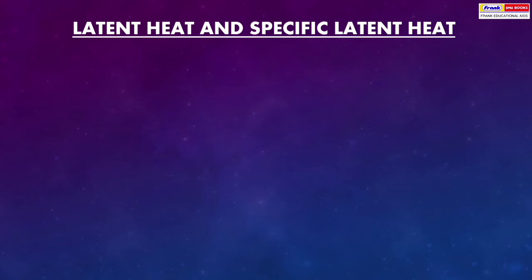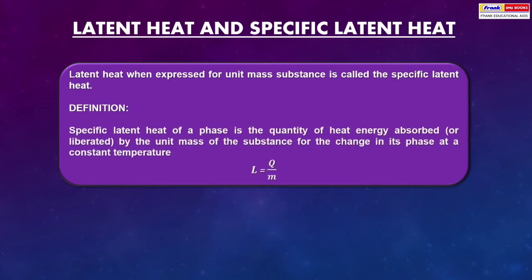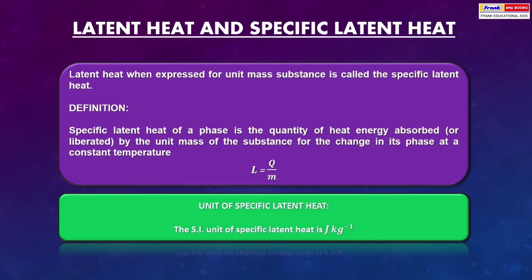Latent heat and specific latent heat. Latent heat, when expressed per unit mass of substance, is called specific latent heat. Definition: specific latent heat of a phase is the quantity of heat energy absorbed or liberated by the unit mass of the substance for the change in its phase at constant temperature. L equals Q upon m. Unit of specific latent heat: the SI unit of specific latent heat is joule per kg.